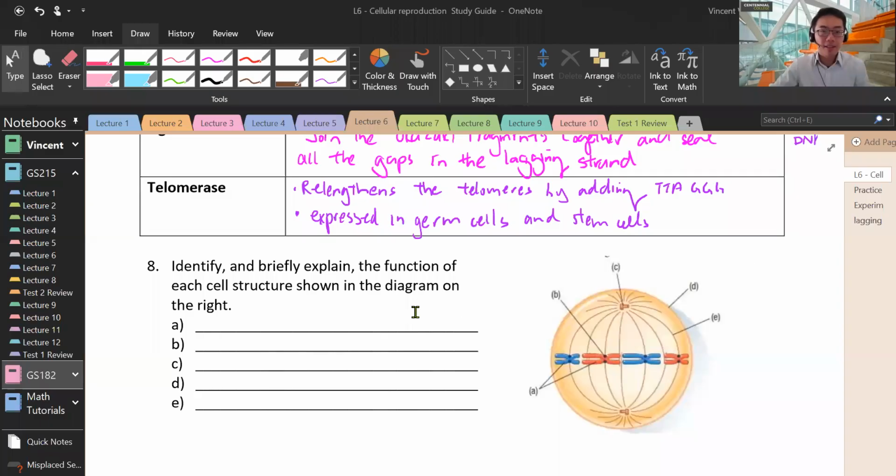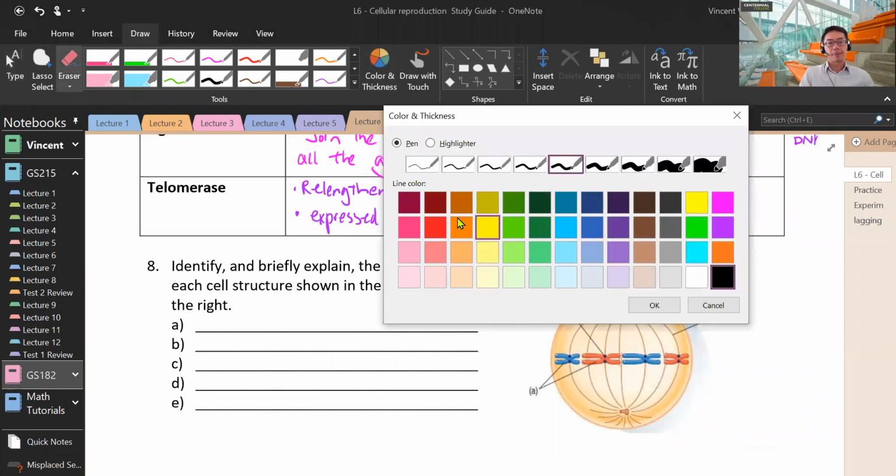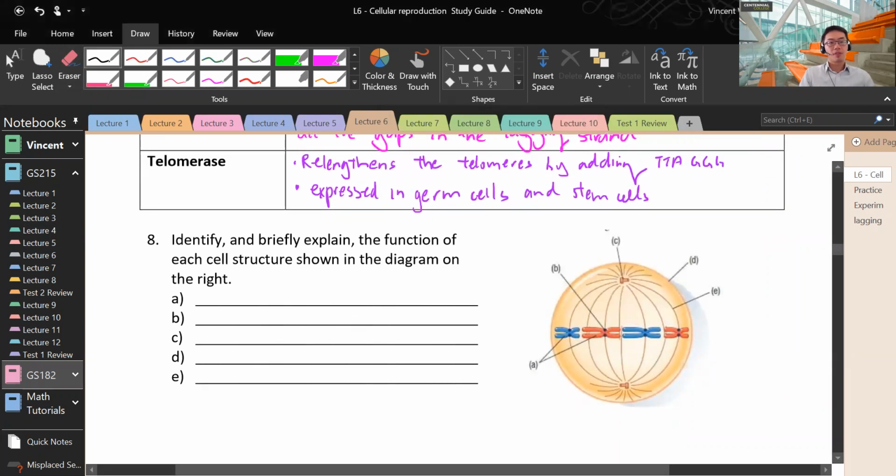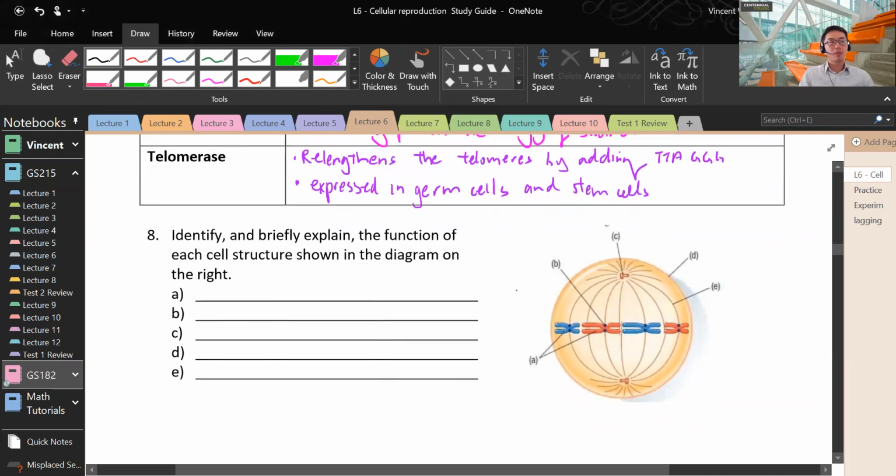All right, and we are back for more biology. Now we're going to talk about the second half of the cell cycle, the mitosis part. Here we have number 8: identify and briefly explain the function of each cell structure shown in the diagram on the right.